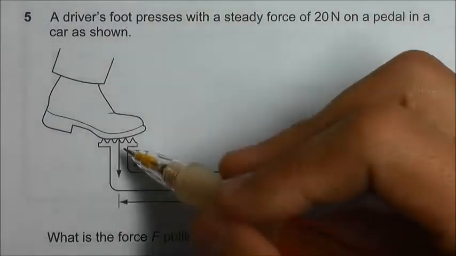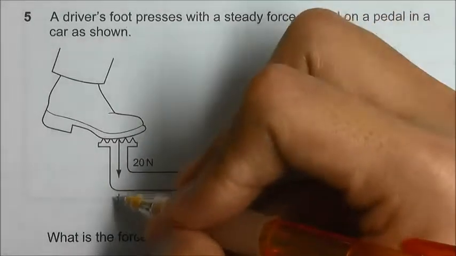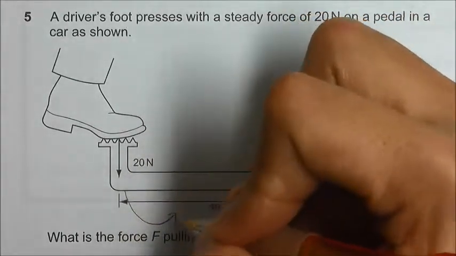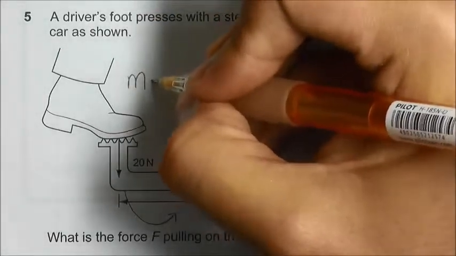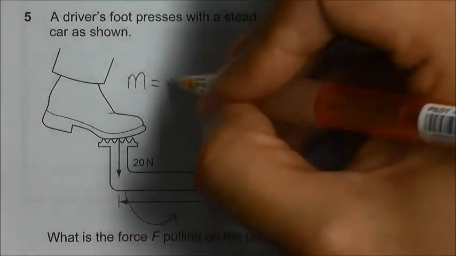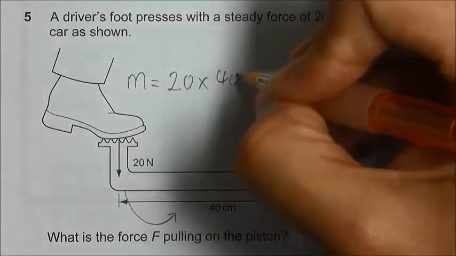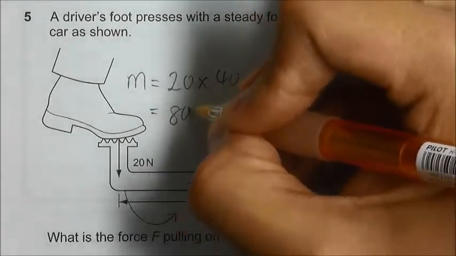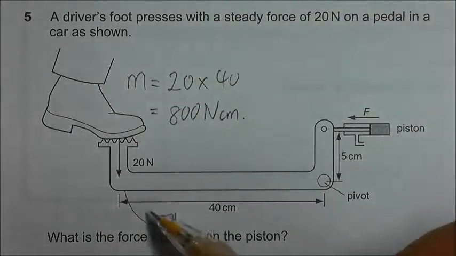As the driver's foot presses down on this pedal, it will cause an anti-clockwise moment. Okay, so this anti-clockwise moment that is caused by the driver's foot, right, is force times distance, so it will be 20 times 40 cm. That will give us 800 Newton cm.